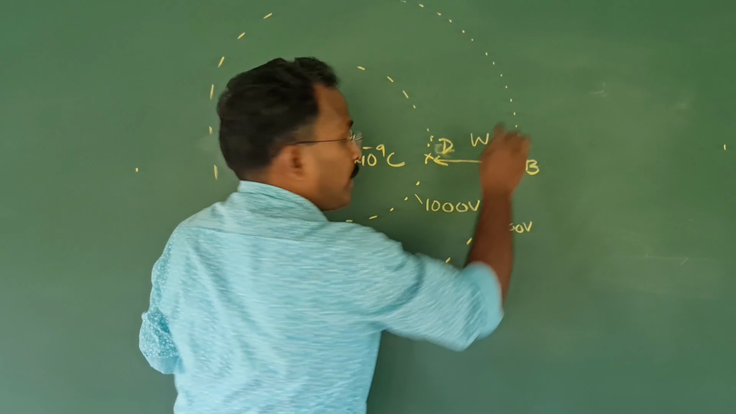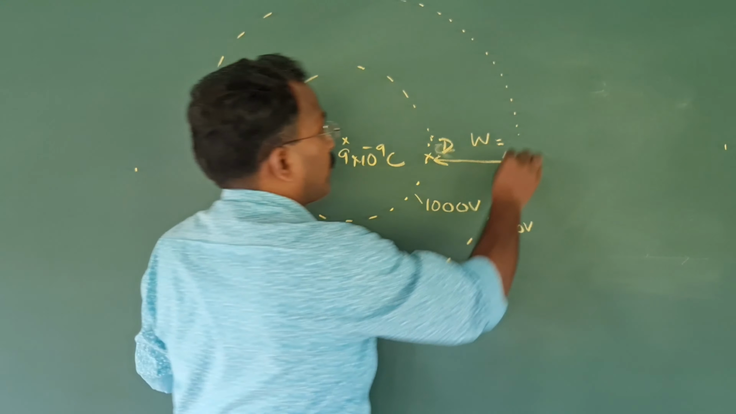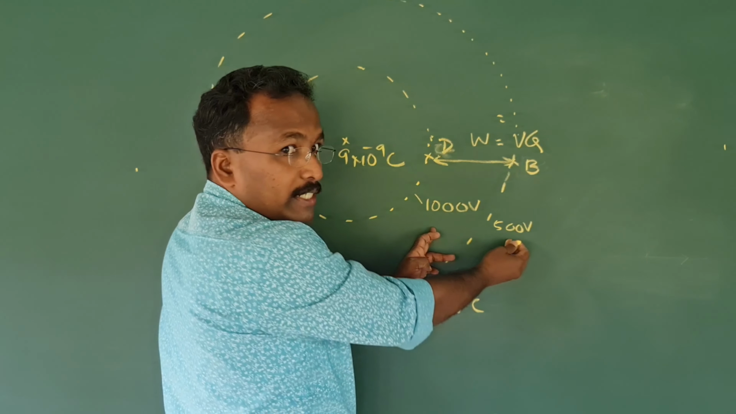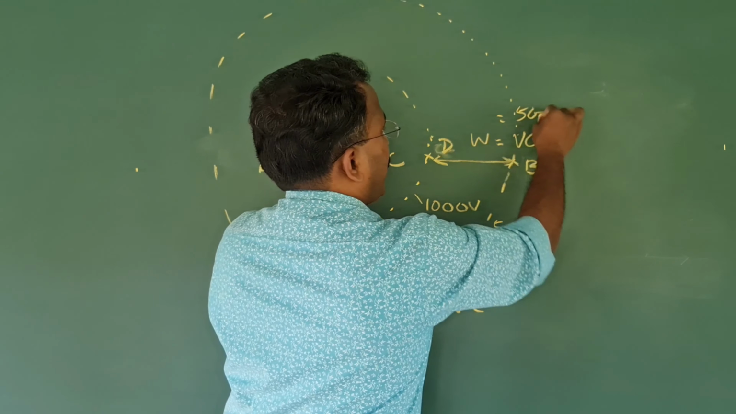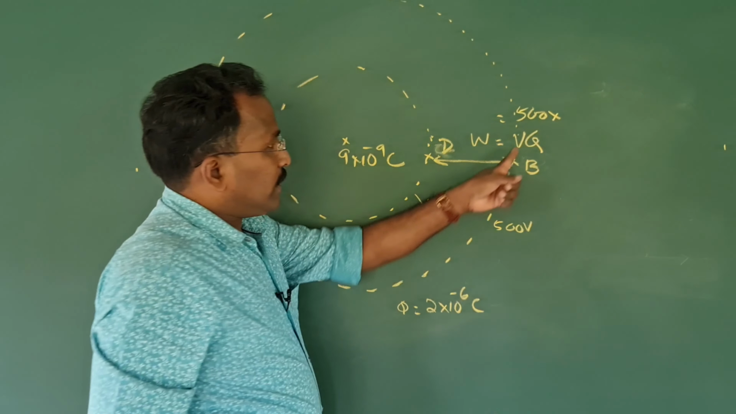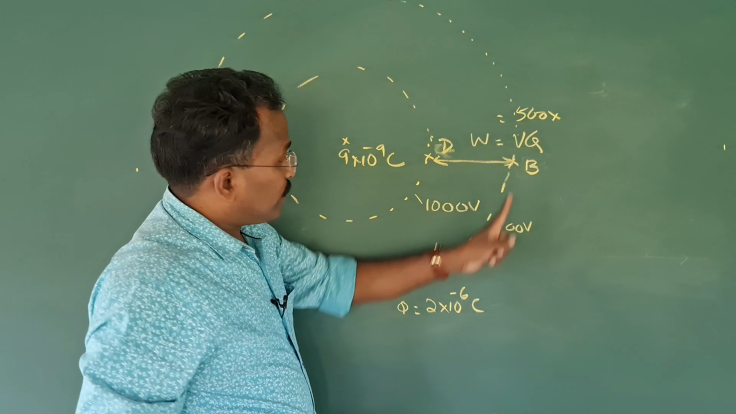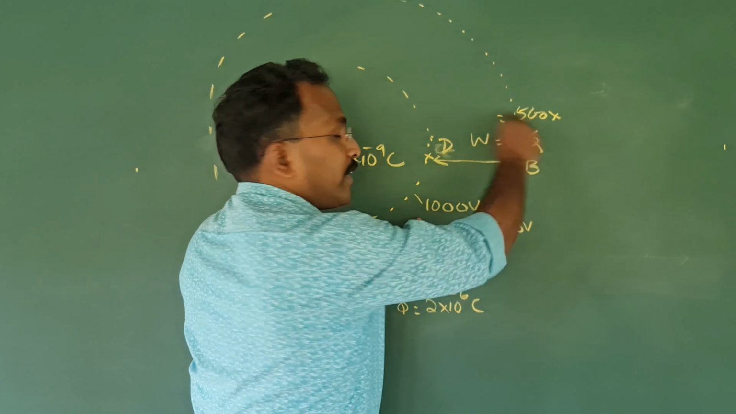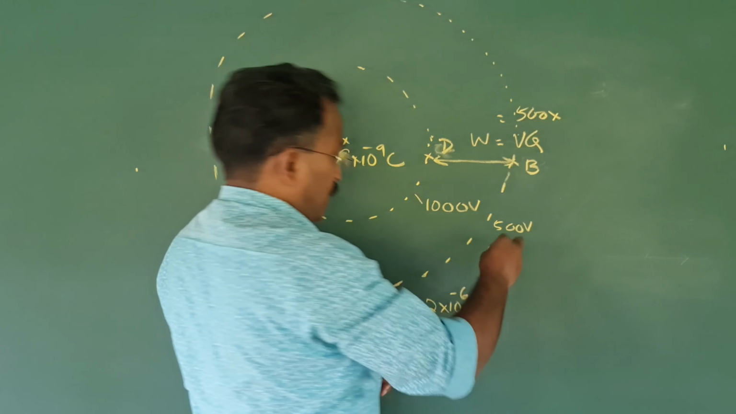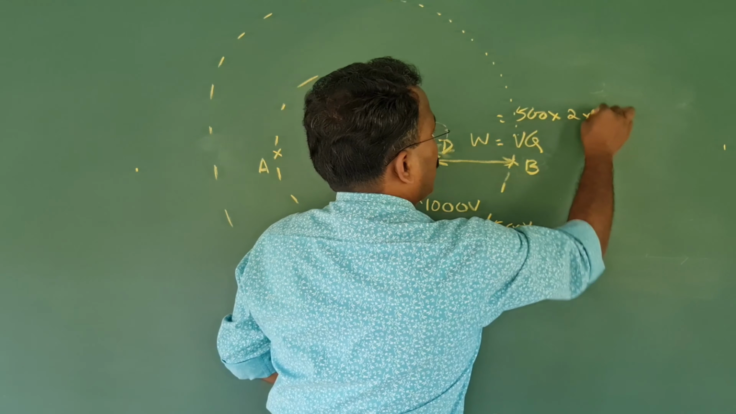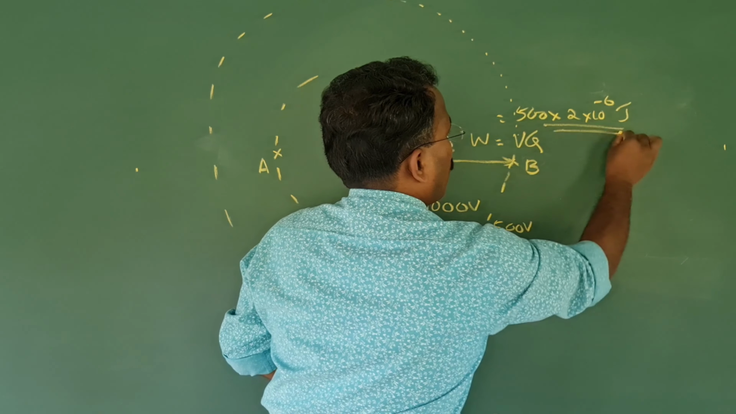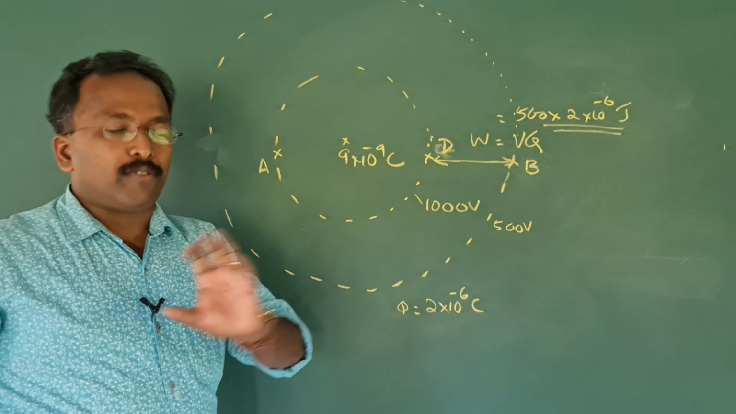So work W is equal to, write it and solve, VQ. V is the difference, which is 1000 minus 500, that is 500. Remember, this V I have written is not this 500. Into the charge, 2 into 10 raised to minus 6. So this much joules is the work required.